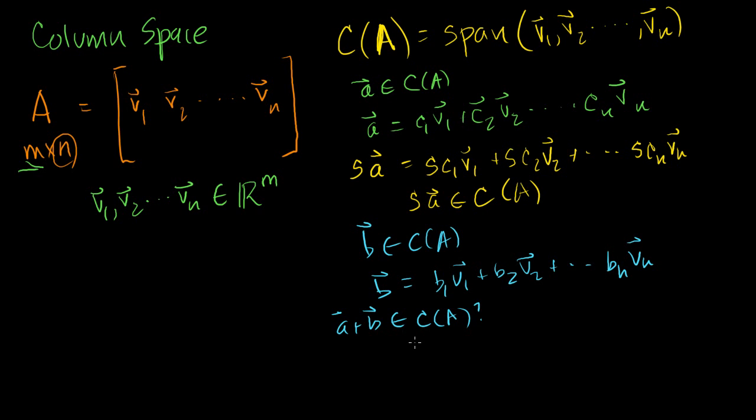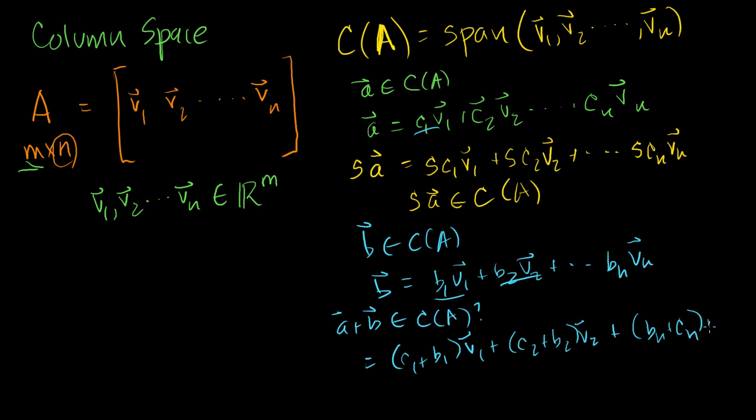A plus B is equal to c1 plus b1 times v1 plus c2 plus b2 times v2. Right? I'm just literally adding this term to that term to get that term, this term to this term to get this term. And then it goes all the way to cn plus bn times vn, which is clearly just another linear combination of these guys. So this guy is definitely within the span.